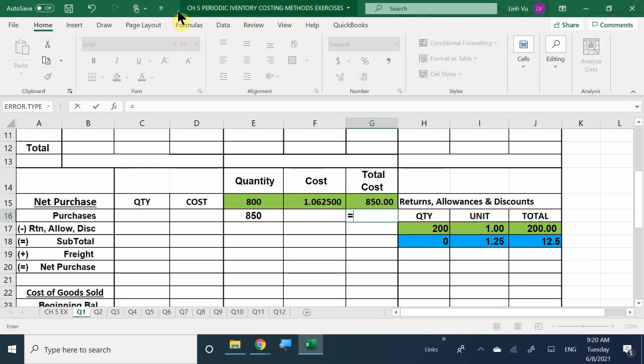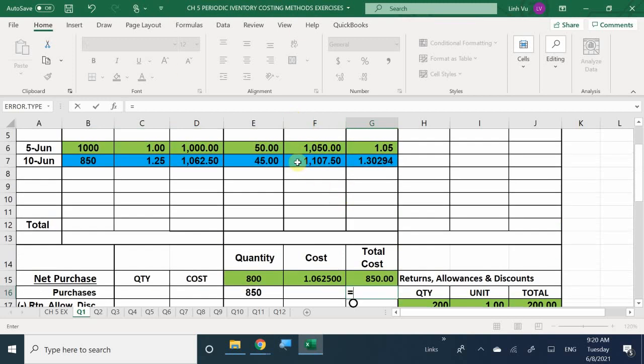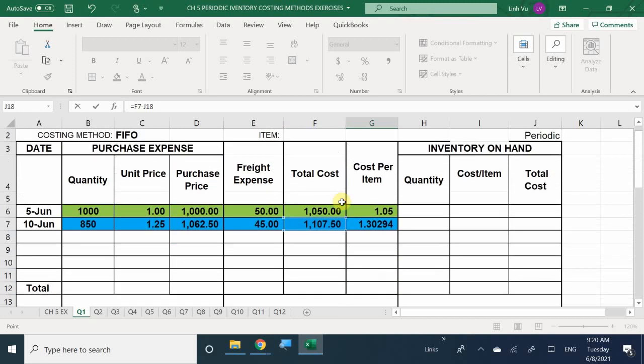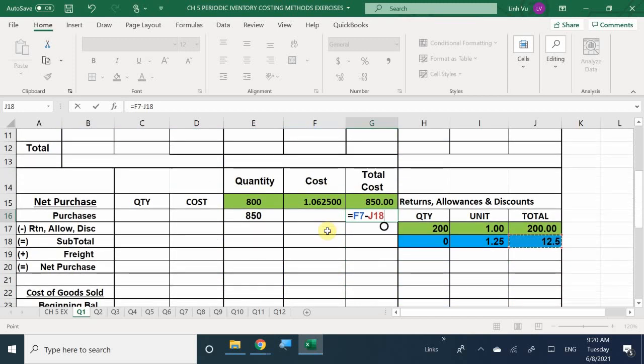If I got money back for this batch, therefore I didn't pay a grand total of $1107.50. How much did I actually pay? We subtracted 12.50 from the total cost we had before. And what is that? What do you get here? 1107.50 minus 12.50. What do you get? Is it 1095? Yeah, 1095.